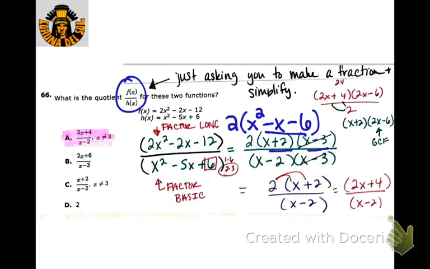So it'd be x plus 2 times x minus 3, and then you can see that the x minus 3's cancel out, and then you're just left with the 2 parentheses x plus 2 on the top, and then x minus 2 on the bottom, and then they just multiplied it back together again a little bit.